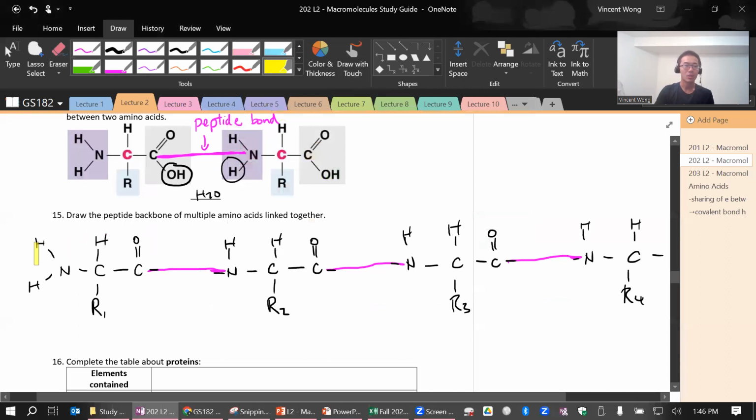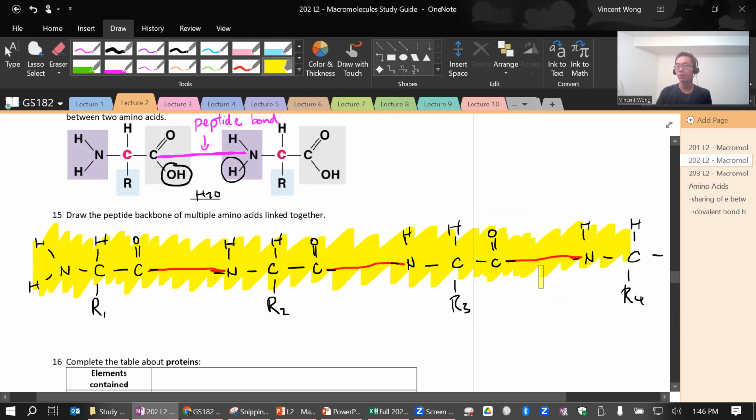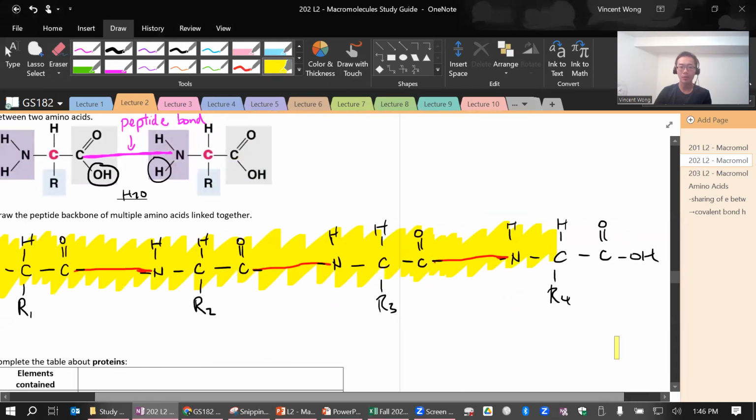This is the highlighter. Okay. So this whole thing that I'm highlighting, that is the backbone. Okay, that is the backbone.